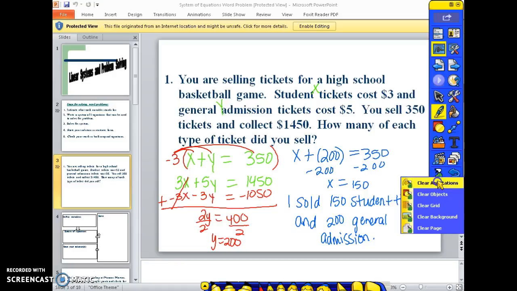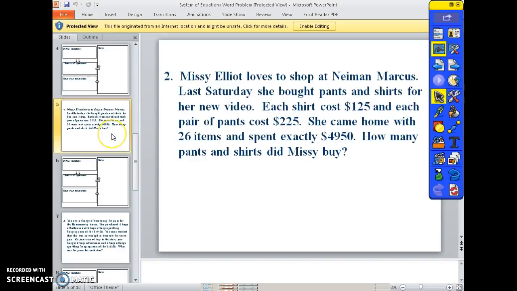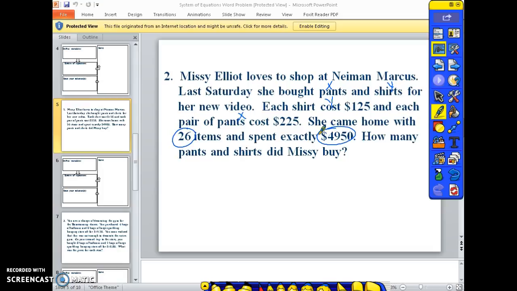Let's look at another one. Missy Elliott loves to shop at Neiman Marcus. Last Saturday, she bought pants and shirts for her new video. So we've got pants and shirts. Each shirt, we said the shirts is Y, cost $125, and each pair of pants cost $225. She came home with 26 items and spent exactly $4,950. How many pants and shirts did Missy buy?